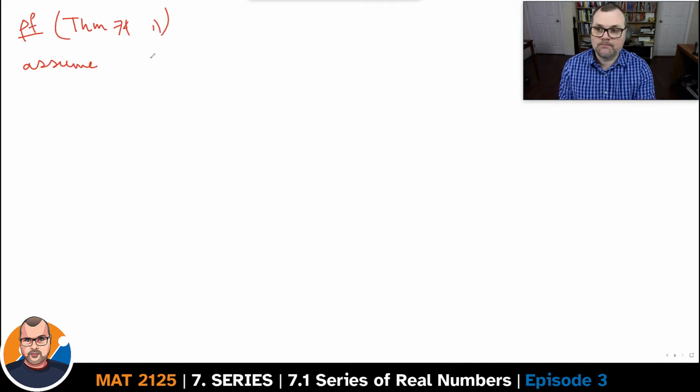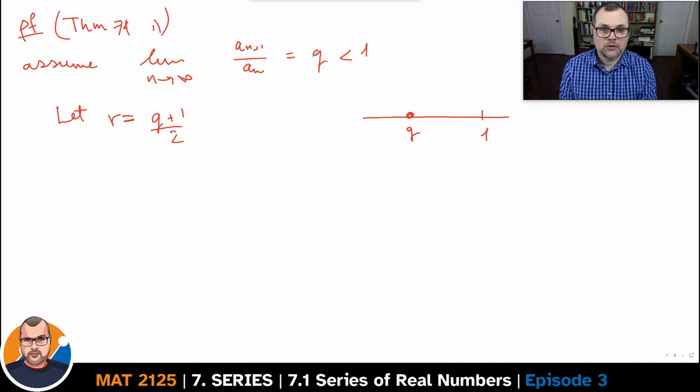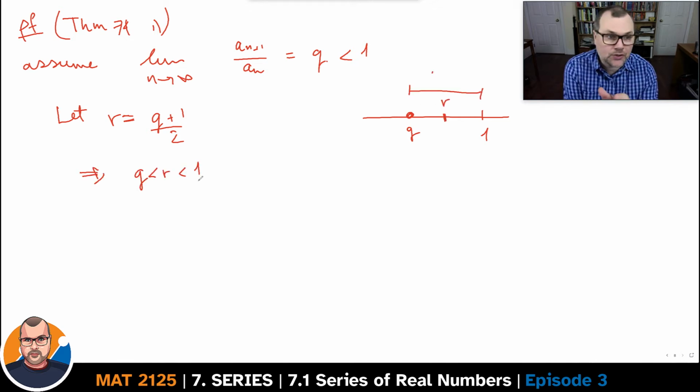So we assume that the limit when n goes to infinity of a_{n+1} divided by a_n is equal to some quantity which I'm going to call q, and this quantity is smaller than 1. Let r be the midpoint between q and 1. So this is where the ratios converge to. It's smaller than 1 by assumption, and r is going to be the midpoint right here. By construction, r is strictly between q and 1.